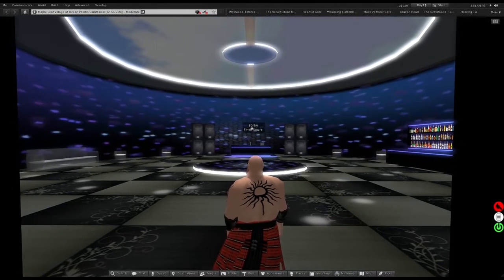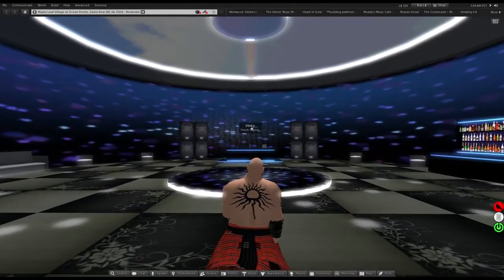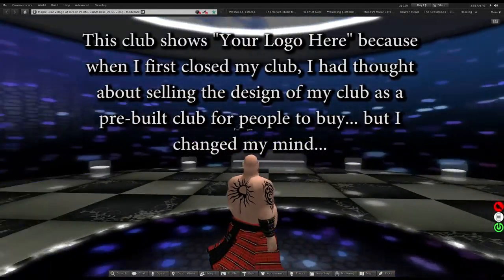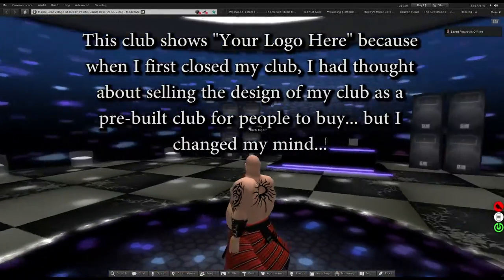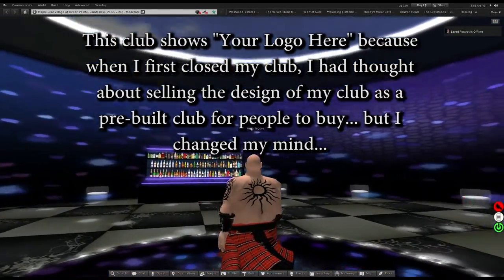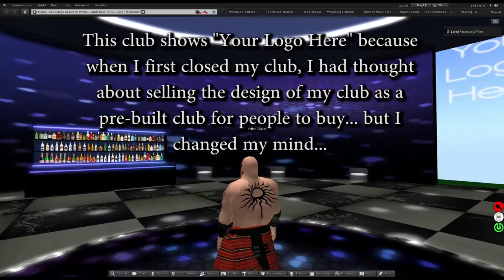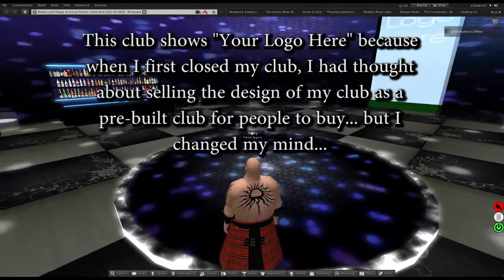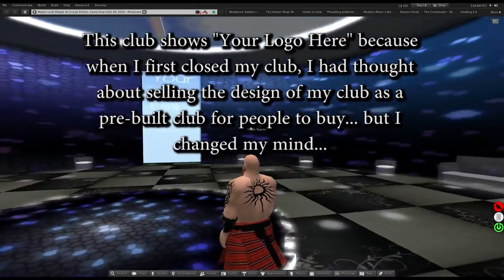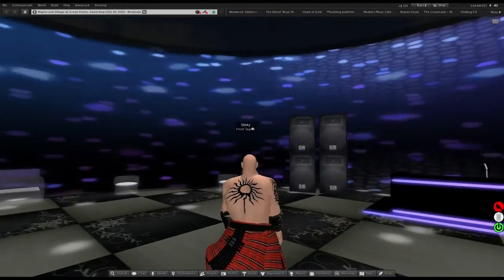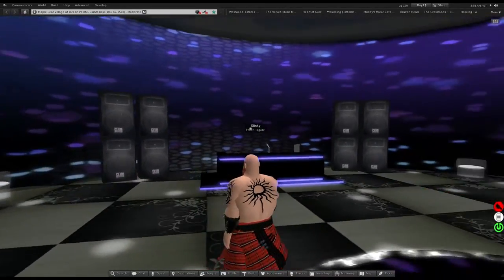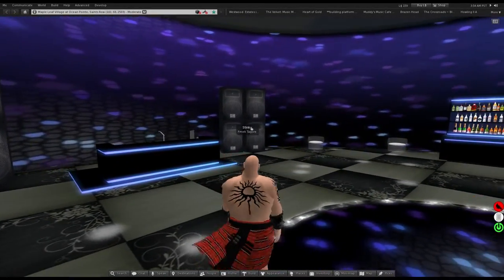Okay, I rezzed my club on this little building platform. It's only going to be here for a short temporary period of time. But this is what my club looks like. I think it looks pretty cool. I still have never seen anywhere quite like it. It's just a different design all the way around.